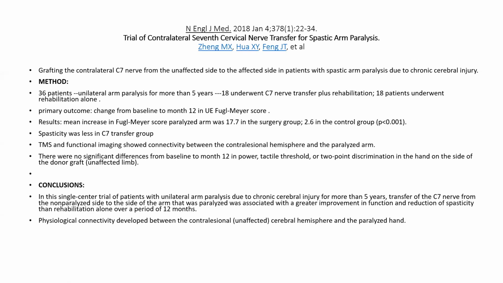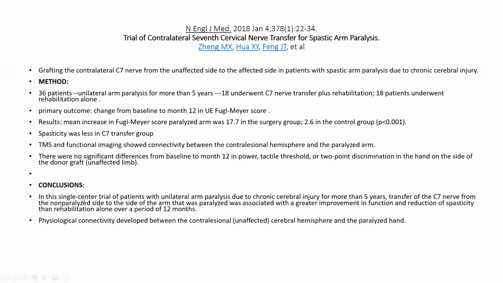There are some very nice images that you could see in the paper. I didn't put them in, but it was accepted by the New England Journal of Medicine. So it has a good pedigree. And what about the arm from which they took the unaffected C7 nerve? Did that get weaker? Initially it did, but by 12 months, the power, the tactile threshold, and 2-point discrimination of the donor limb, the unaffected limb, had no difference from baseline.